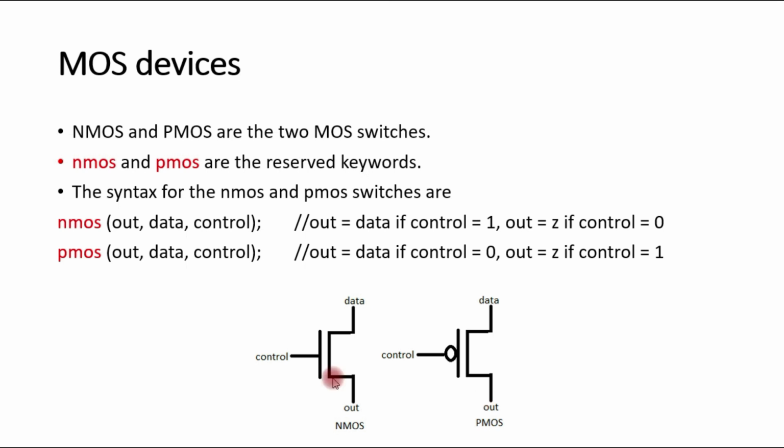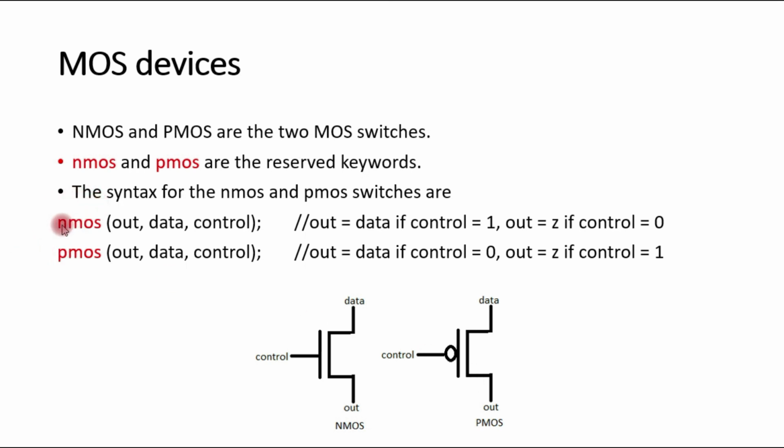If the control signal is at logic 1, then NMOS passes the data. If the control signal is at logic 0, then at the output, a high impedance value is there. In case of a PMOS device, when the control signal is at logic 0, then it simply passes the data from drain to source terminal. But if the control signal is at logic 1, then a high impedance value is there in between the drain and source terminals.